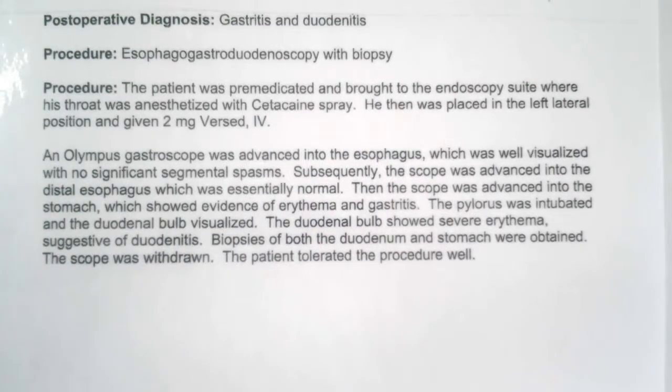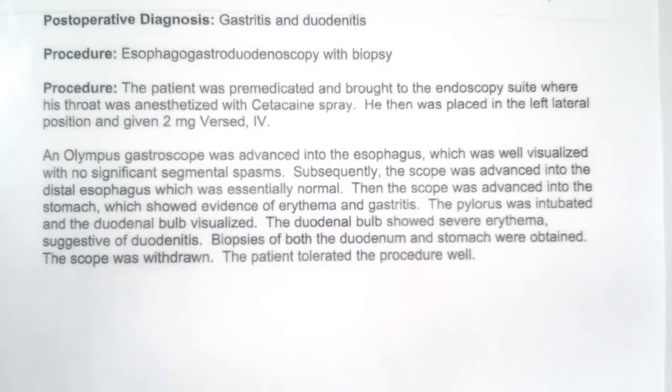So in this particular case, our patient has gastritis and duodenitis. As you know, itis is inflammation. In this case, your patient has inflammation of the stomach and inflammation of the duodenum. And you know the duodenum is one of three parts of the small intestine. Our procedure for today is an esophagogastroduodenoscopy with a biopsy. Let's pause.